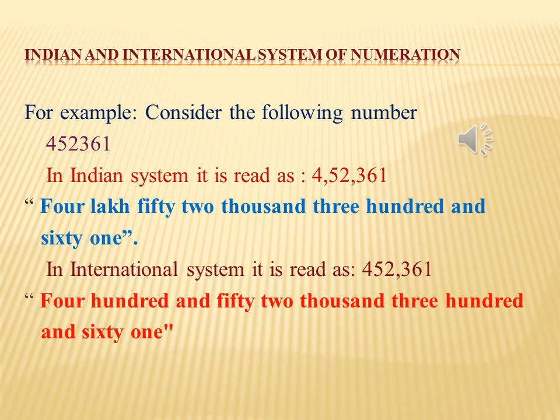Then in the thousands period there are 3 digits, so we read the number as 452,361. Hope you all have understood how to read the given number in Indian system as well as international system.